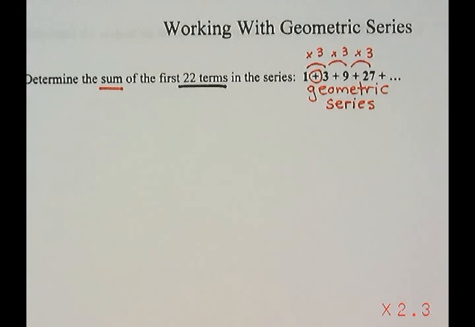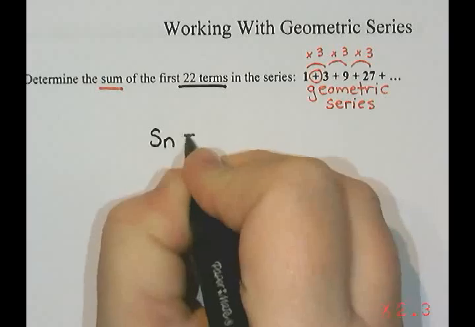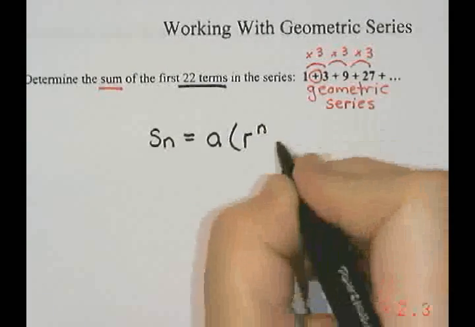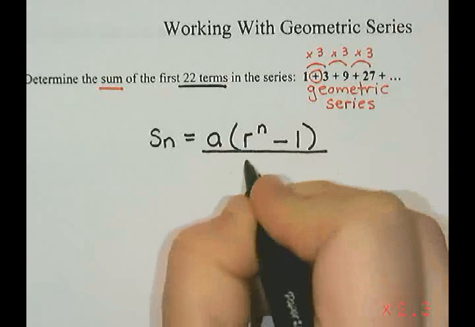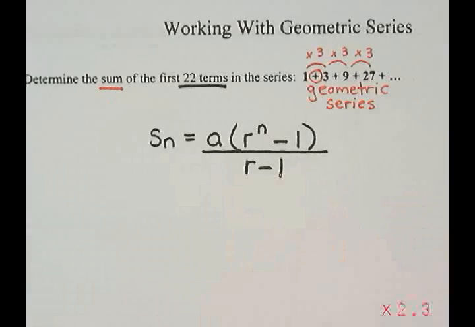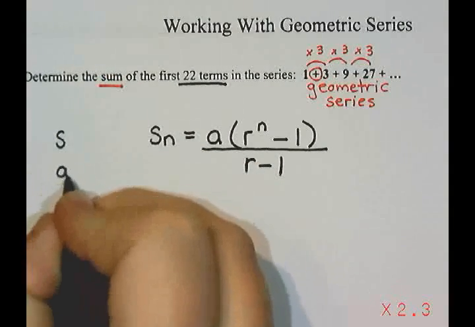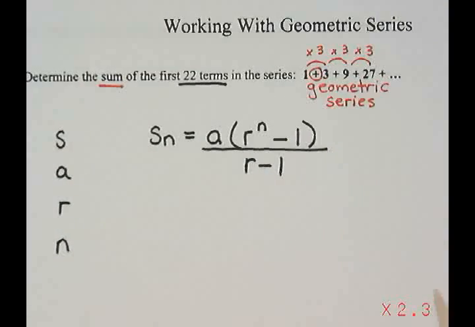I also can tell because it has the word sum, it wants me to find the sum of all of the terms. So I'm going to use my formula for the geometric sum, which is Sn equals A times r to the power of n, the minus 1 is not in the exponent, divided by r minus 1. So I'm going to list S, A, R, N, and I don't need to worry about the ones. And I'm going to fill in as much as I know.